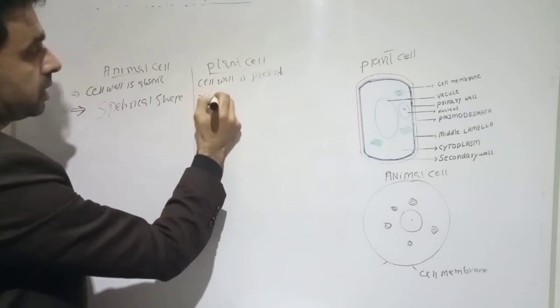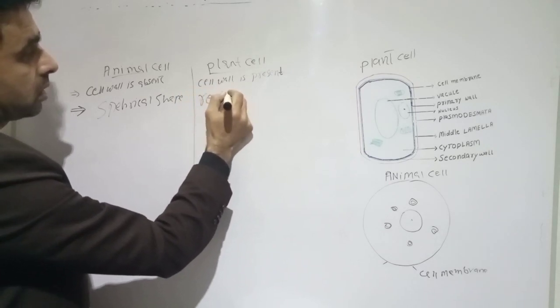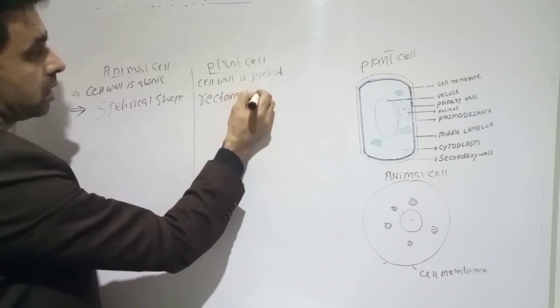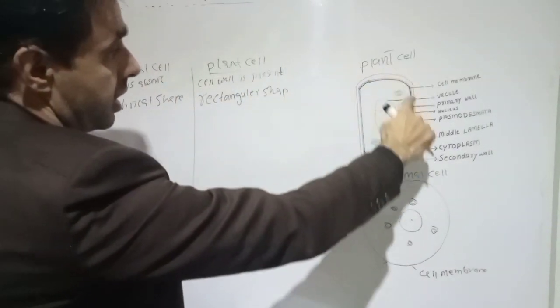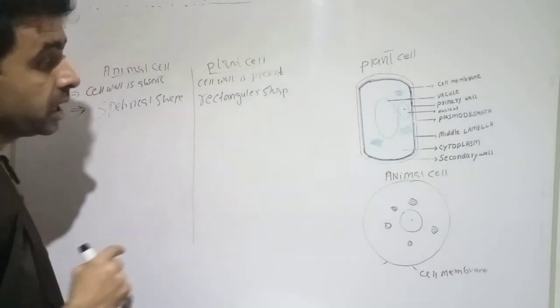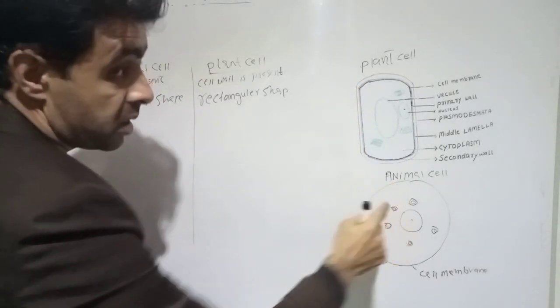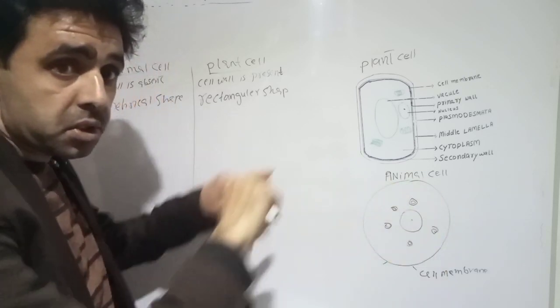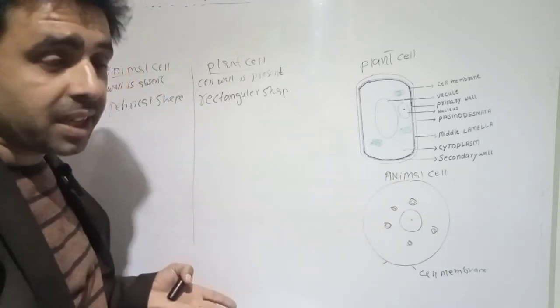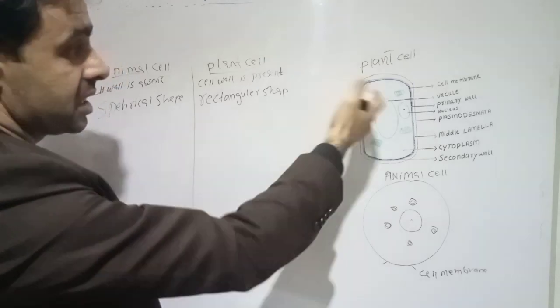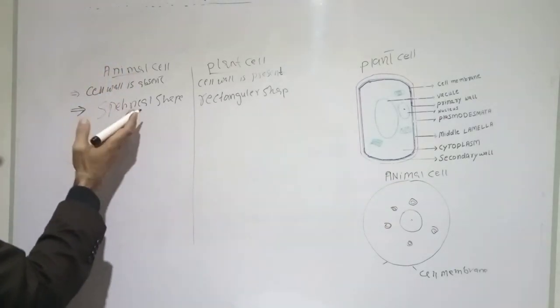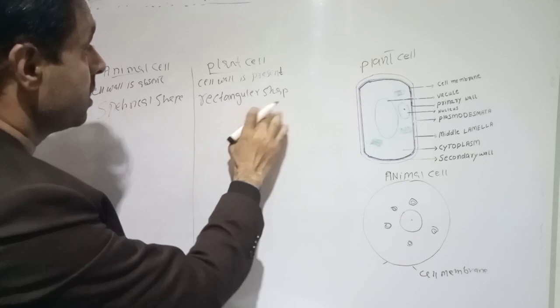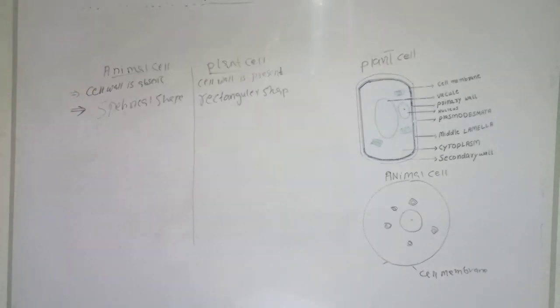Plant cell has a rectangular shape. You know, in the diagram, it has four corners. It is rectangular with four corners, and the other is the animal cell. This one you can see is spherical, it is round. We can say that animal cell is spherical in shape, and the plant cell is rectangular in shape.